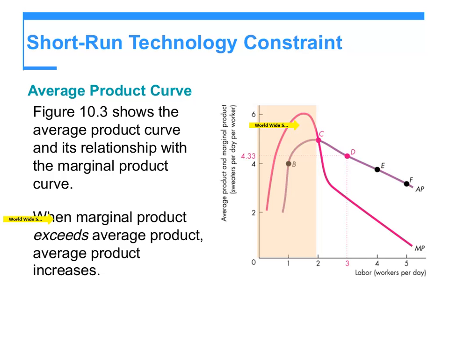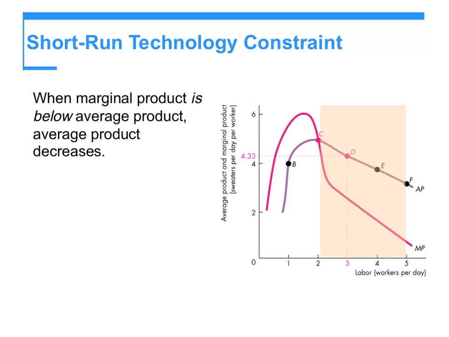So as you can see, when marginal product exceeds average product, average product increases. So when this exceeds this, average product keeps increasing. The moment that average product is decreasing is the time that marginal product is less than average product, as you can see here. So when marginal product is below average product, average product decreases, like here. You see, the moment that this one becomes less than average product, average product also decreases. So this point you have to have in your mind.